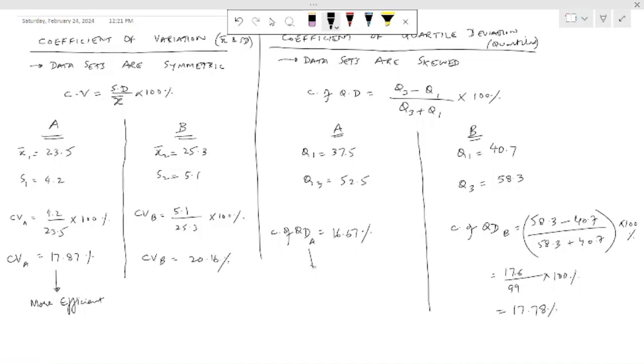So according to this data as well, worker A is working more efficiently. Worker A is more efficient if we compare the coefficient of quartile deviation values for the two workers. With this, that's all for this session.